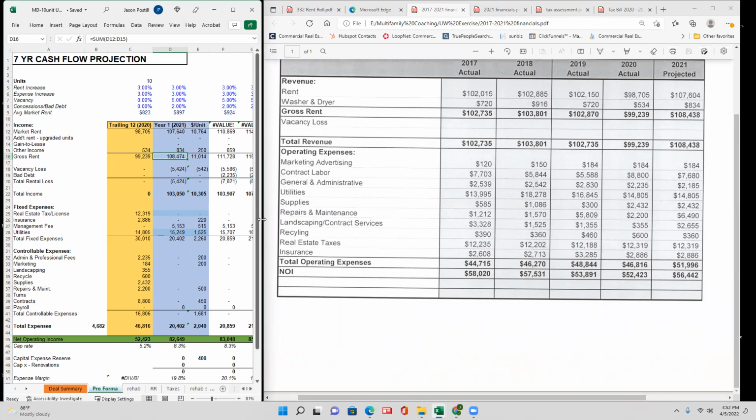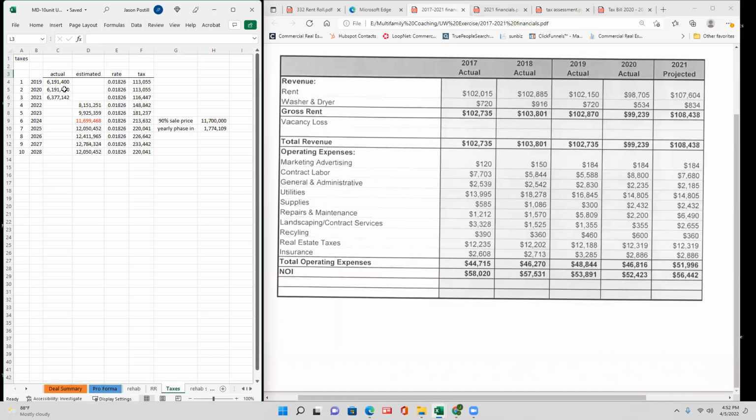All right, so we have the projected rents. They don't have the taxes. I don't really know. There is a tax tab. So if we go to the taxes and put in the actuals right here, let's see. For 2019, 12188. 12319. 12689. So it's the same thing.